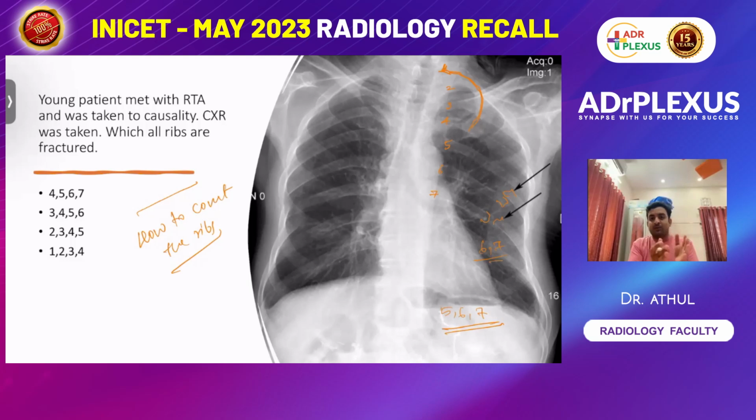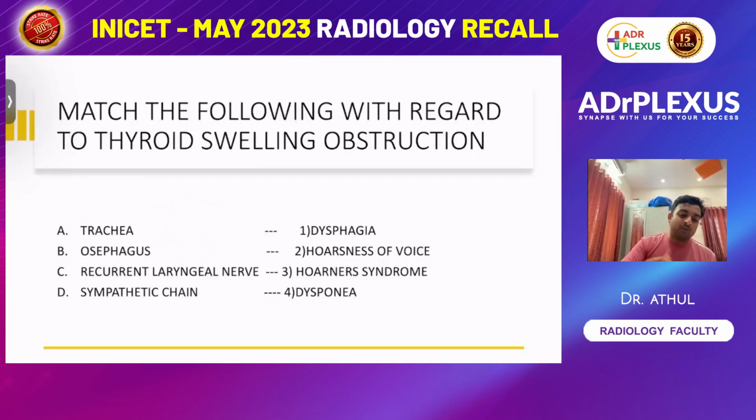So you have to know the fundamentals. Only if you know the fundamental basics can you count the ribs and get the question correct. In future also, they will ask these types of practically applicable questions. So you have to be very, very thorough in finding out how to count the ribs. Okay, I hope this is clear. So we will move forward.